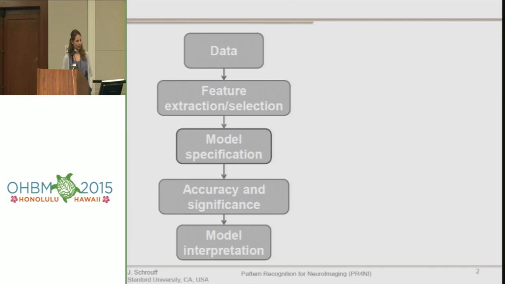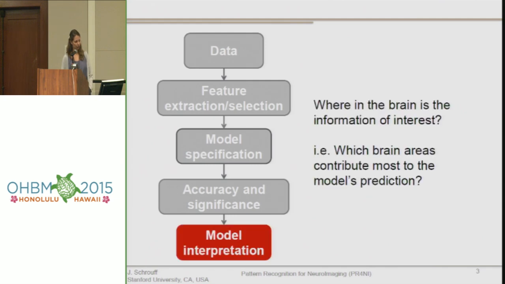So we've seen this, this is the multivariate analysis framework. You have data, feature selection, model specification, accuracy and significance. So Anil and Jonas went over most of it, and I'm now going to go into the model interpretation. Most of you have this question, which is where in the brain is the information of interest, which means which brain areas contribute most to the model's prediction.